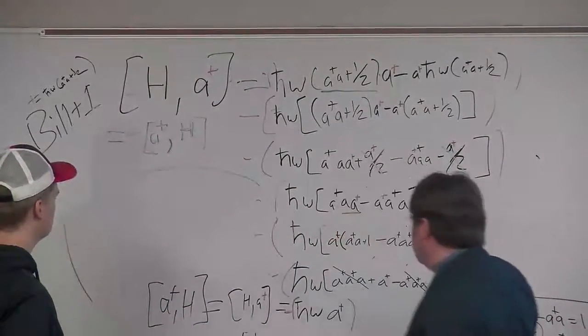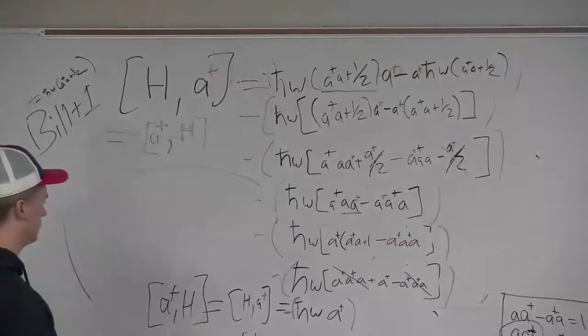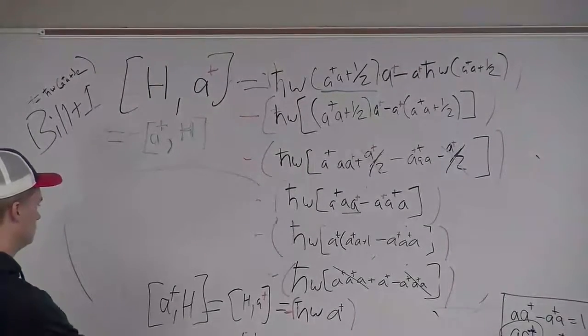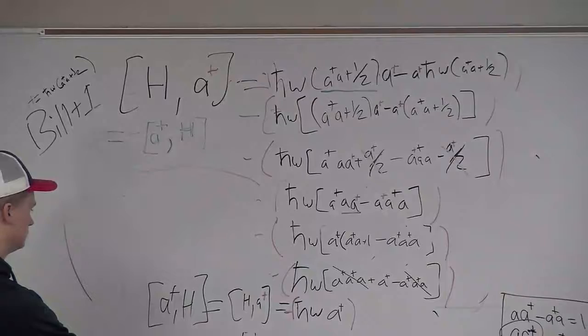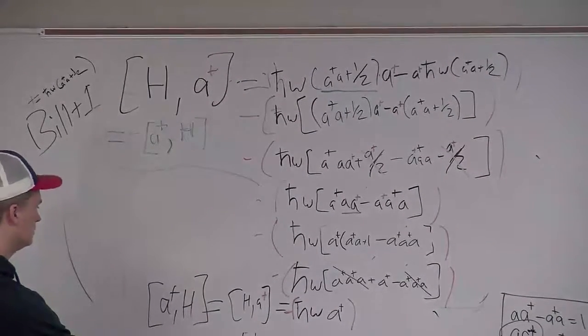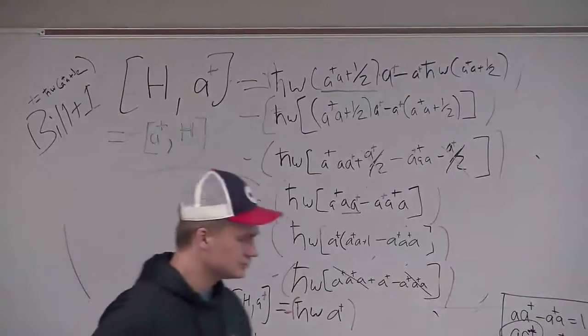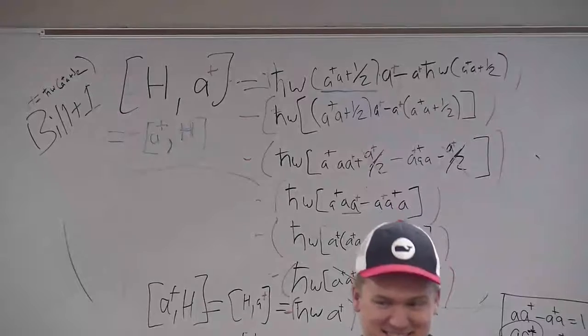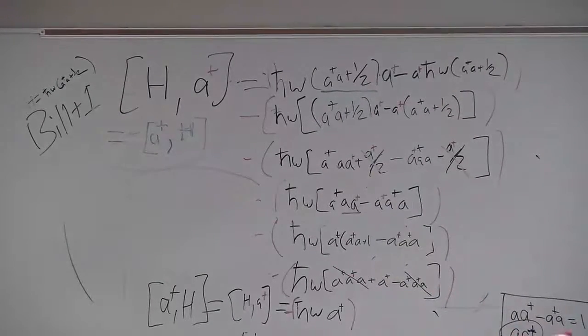So the commutation between Hamiltonian and creation operator is a constant times the creation operator, right? Good, good. Perfect. And you will do extra credit on your own, right? If you like to.